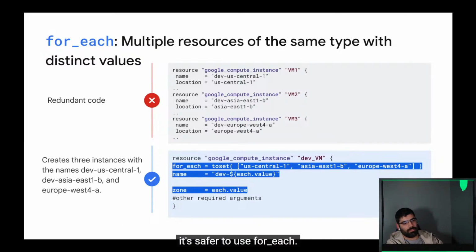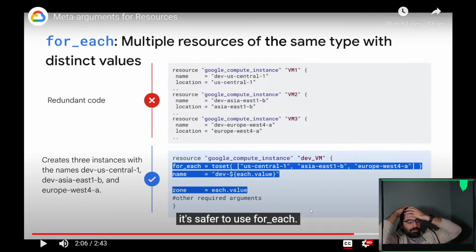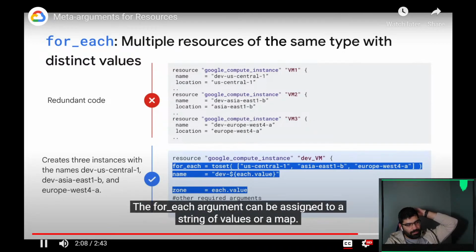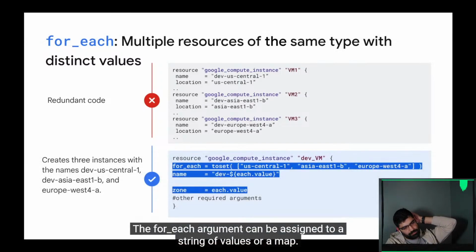So everything has the same arguments, right? Like zone, region, and similar naming, but for different zones or different regions. The for_each argument can be assigned to a set of strings or a map.